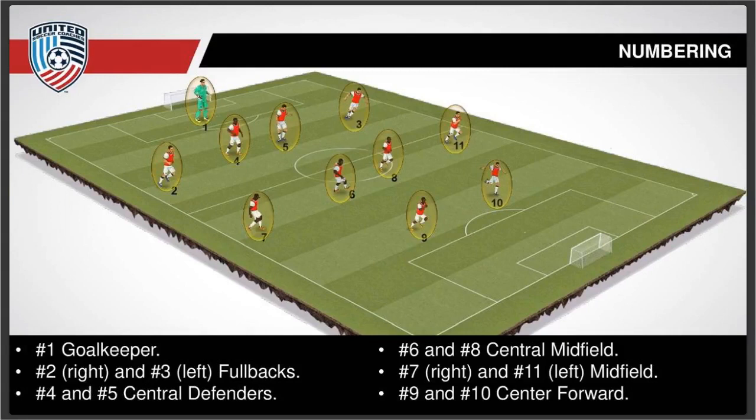And then number 9 will certainly be our most advanced player in the employment of the numbering system. Number 10 could be side by side, or number 10 could be perhaps offset a little bit. But typically number 10 would be the first or secondary striker in most systems.